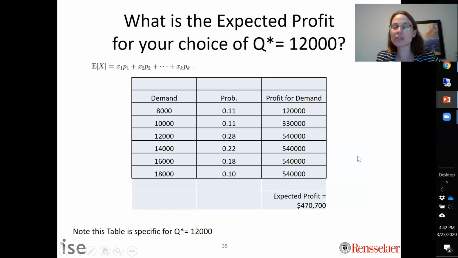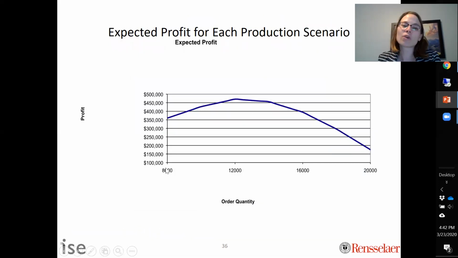And so you can, if you say, okay, do I really believe you on that? Well, let's plot what if I only bought 8,000? What if I bought 16,000? What if I bought 20,000? You can see that this profit, the expected profit, which is the y-axis, maximizes at 12,000, and it's the value we just found on the previous slide.